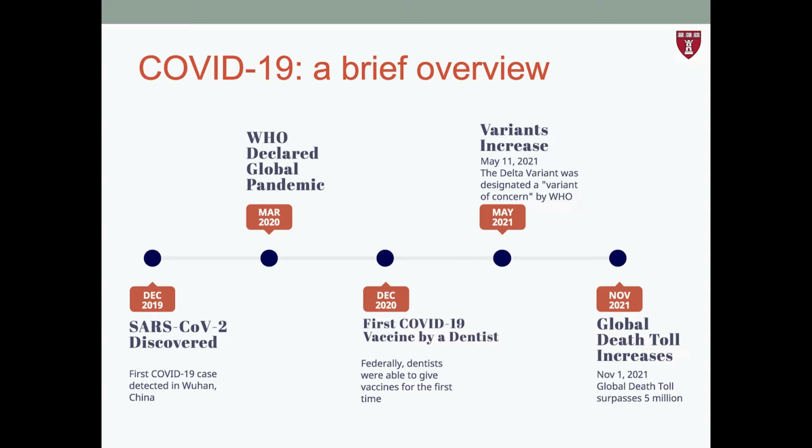On December 16, 2020, Dr. Ryan Thrower became the first dentist to administer a COVID-19 vaccine. Yet, while vaccine access increased, vaccine nationalism and stockpiling among high-income countries left low-income countries with less bargaining power to combat the emergence of more transmissible and dangerous COVID-19 variants. By November 1, 2021, the global death toll had reached 5 million individuals.